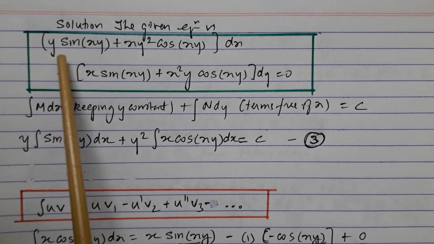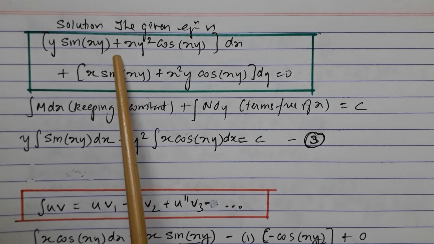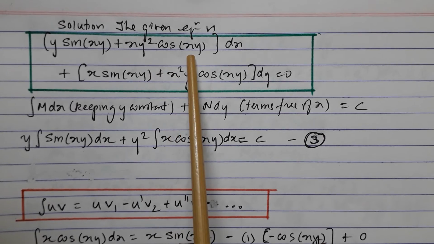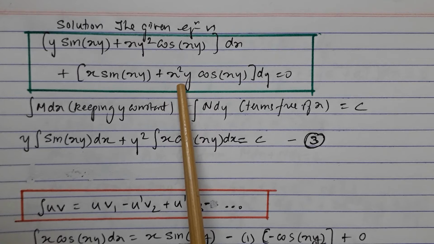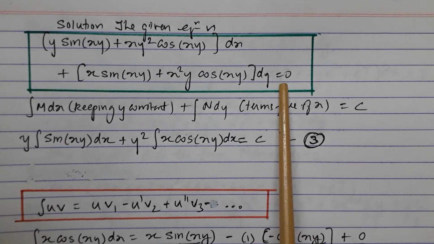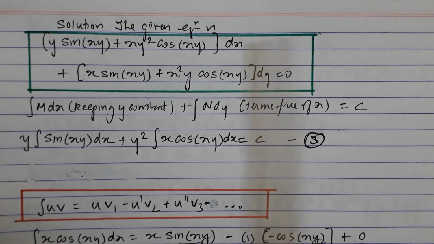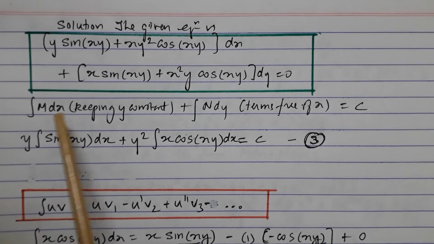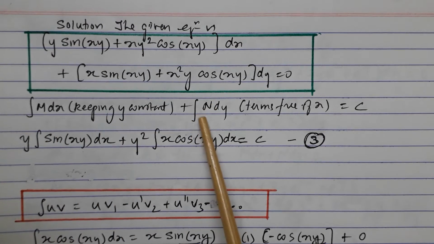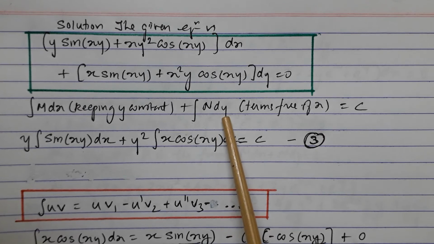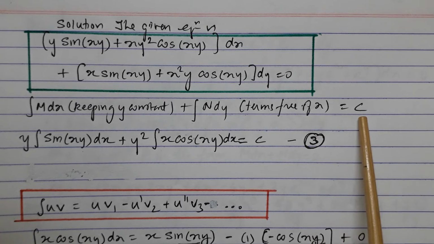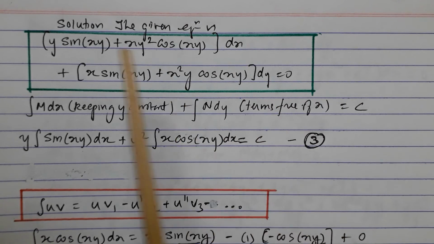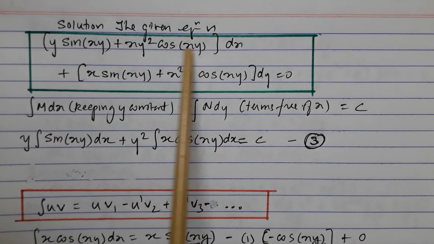The given differential equation is y sin xy plus xy square cos xy into dx plus x sin xy plus x square y cos xy into dy is equal to 0. So the solution will be integral of m dx keeping y as a constant plus integral of n dy, integrating only those terms in n which are free of x, and that is equal to c, where c is some constant.